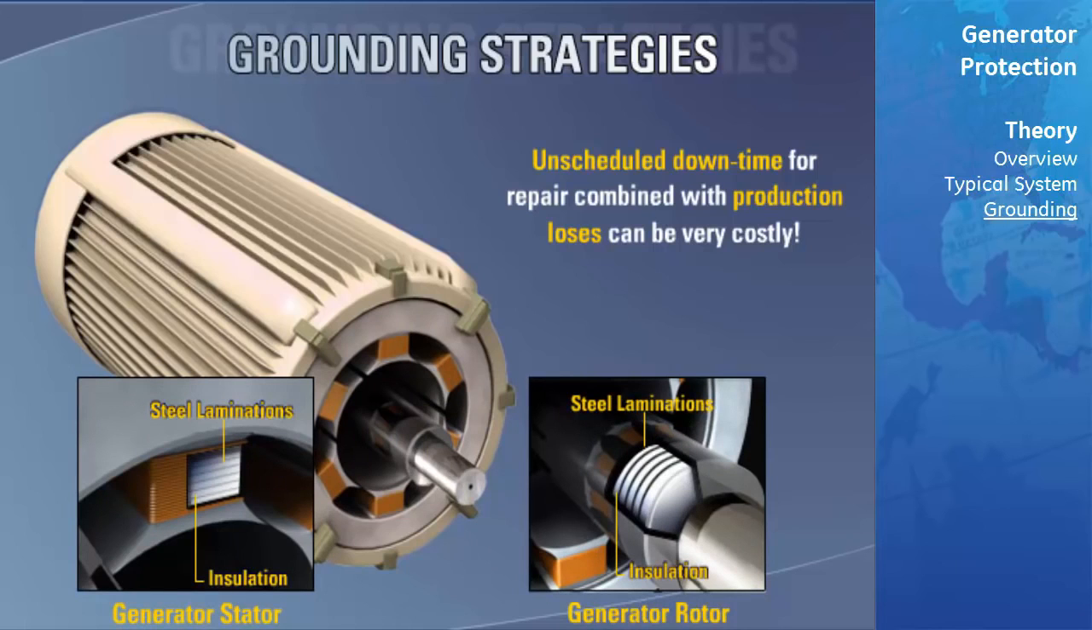It's been found that if the fault current is above 10 amps, metal damage can occur. It's important for a grounding strategy to ensure that the fault current remains at or below 10 amps, and therefore damage will be minimal. The grounding strategy employed is the key factor determining the magnitude of the fault current.